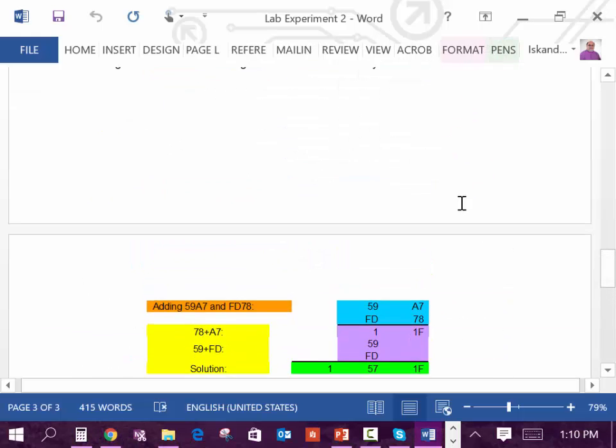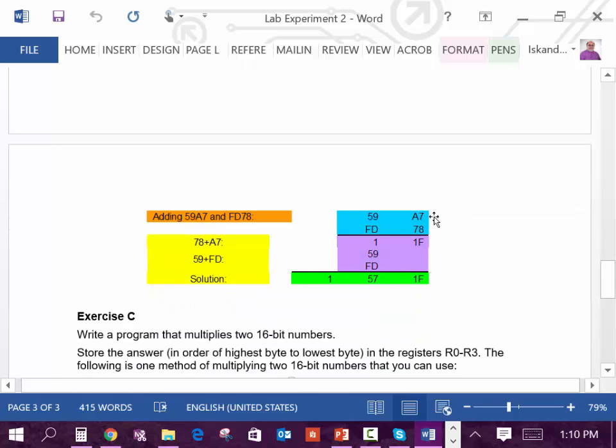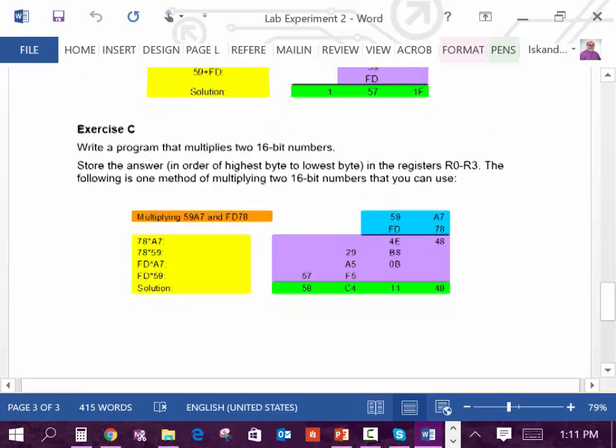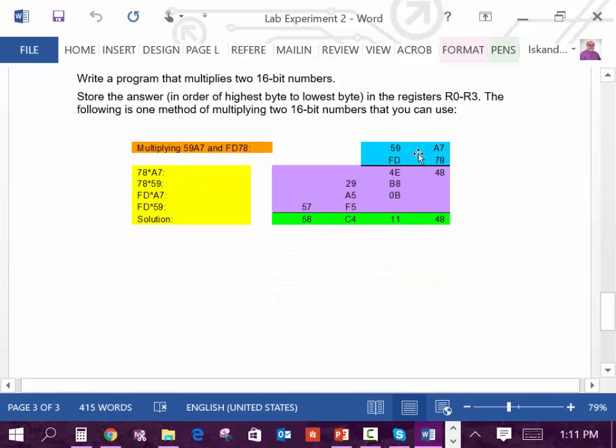Here are our two 16-bit numbers, number 1 and number 2. These are both 16 bits. And we end up with an answer that's actually, this is the adding. This is our two 16-bit numbers, and we end up with this 4-byte answer.